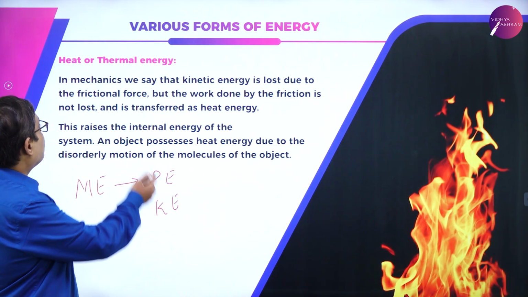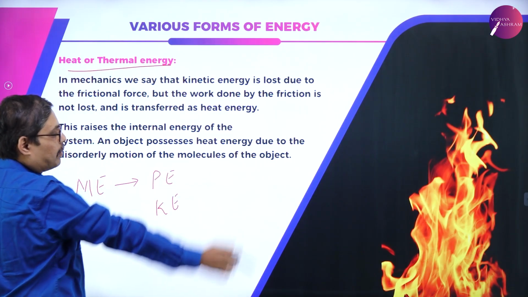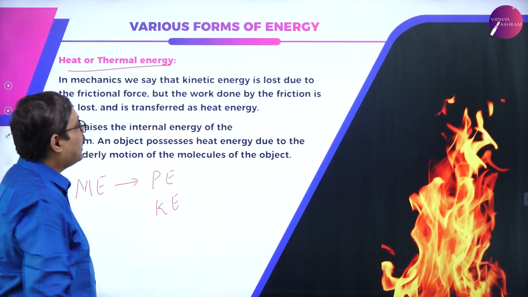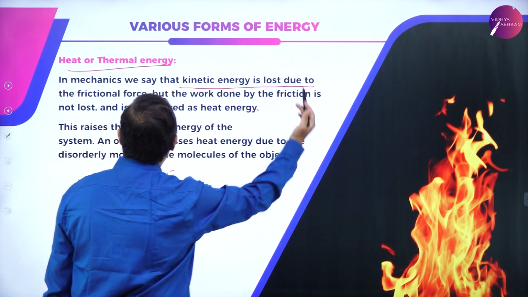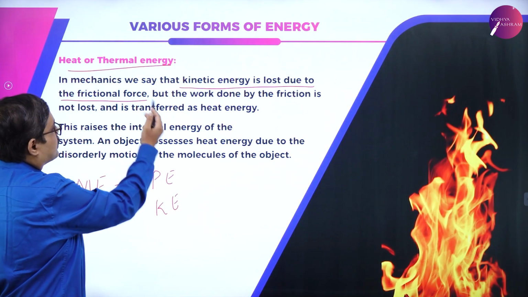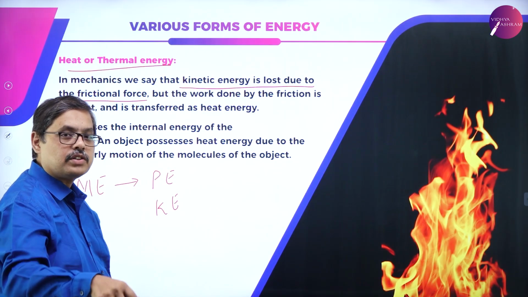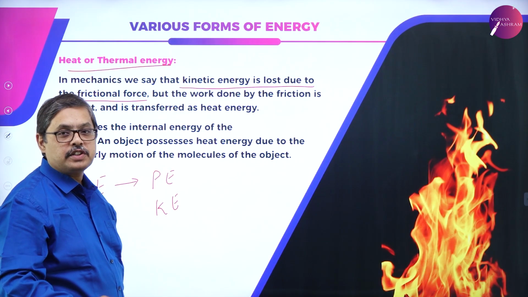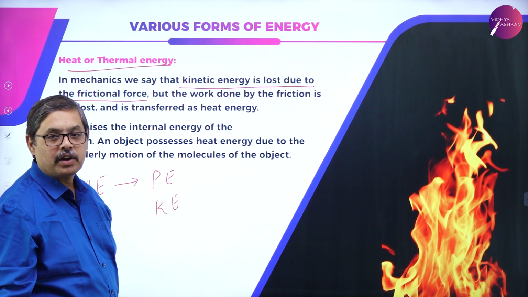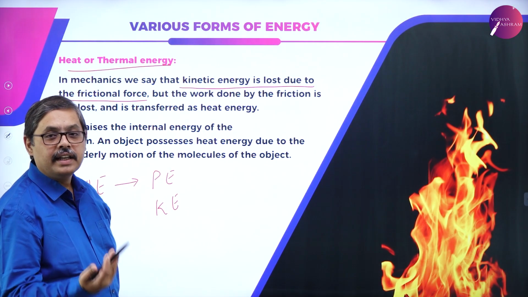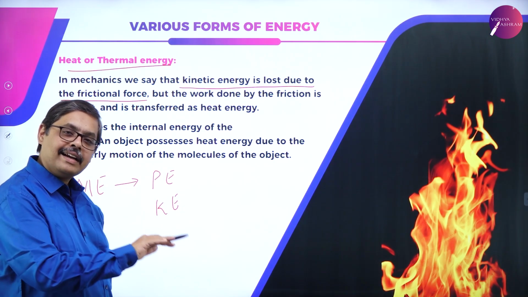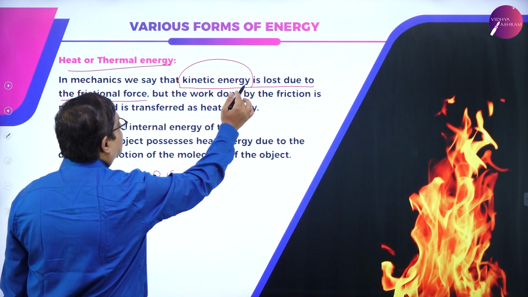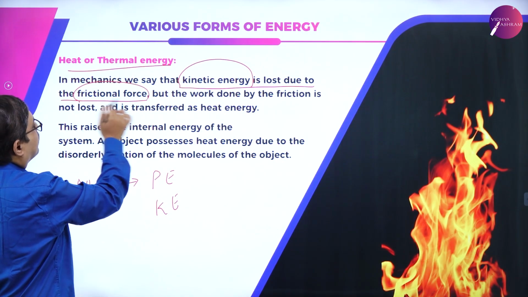First and foremost, the heat or thermal energy. In mechanics we say that kinetic energy is lost due to the frictional force. Some amount of kinetic energy is lost due to frictional force. For example, the efficiency of an automobile is never 100% because there is some amount of energy lost in the friction between the tire and the road. So that is what we are saying. Kinetic energy is lost in the form of friction.